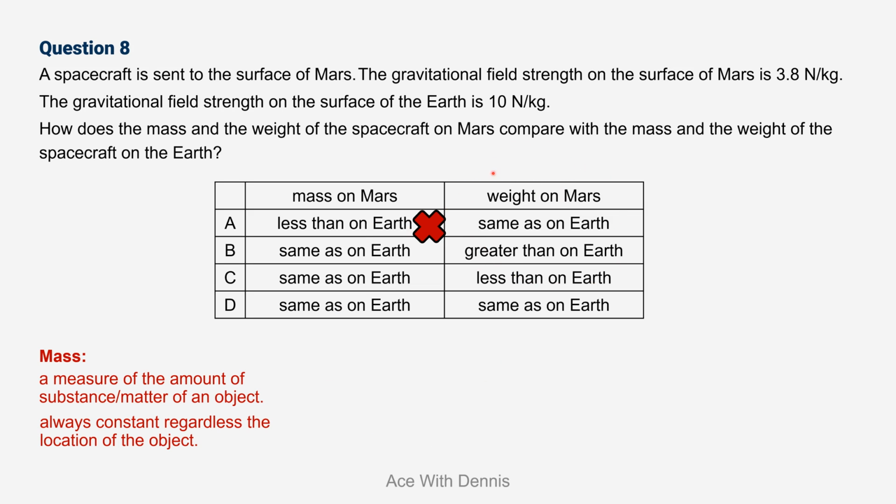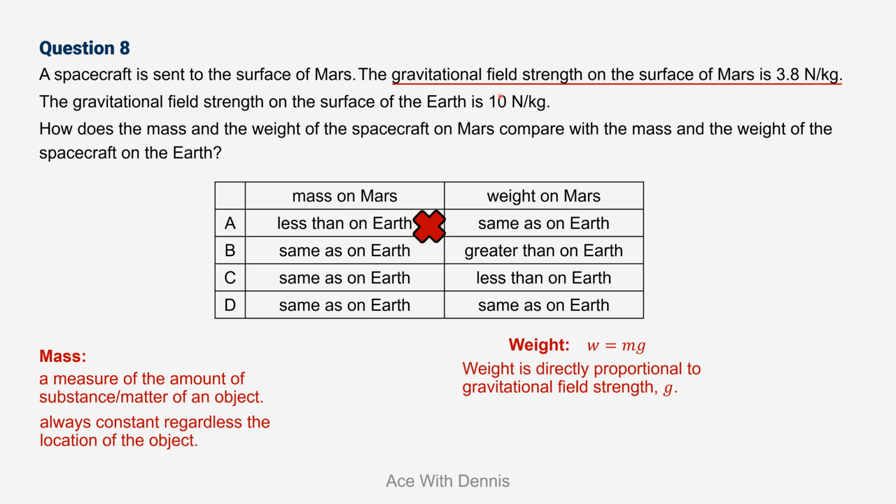Now next one, we want to decide the weight. The weight definition will be W equals mg, where weight is directly proportional to the gravitational field strength g. So it heavily depends on the location of the object, whether it is on Mars or on the Earth. We see that the gravitational field strength on the surface of Mars is 3.8 newtons per kg, which is less than the gravitational field strength on the surface of the Earth, which is 10 newtons per kilogram. Which means g on Mars is less than g on Earth. Therefore, the weight on Mars will be less than the weight on Earth. Hence option C is correct. Therefore, C is the answer.